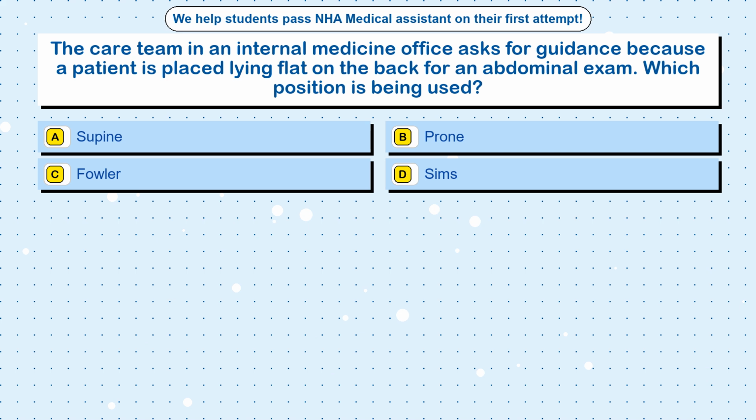Question 26. The care team in an internal medicine office asks for guidance because a patient is placed lying flat on the back for an abdominal exam. Which position is being used? Option A, supine. Option B, prone. Option C, Fowler. Option D, Sims.